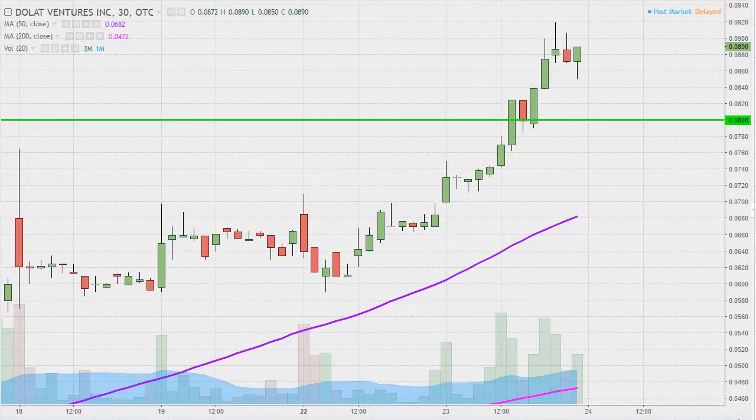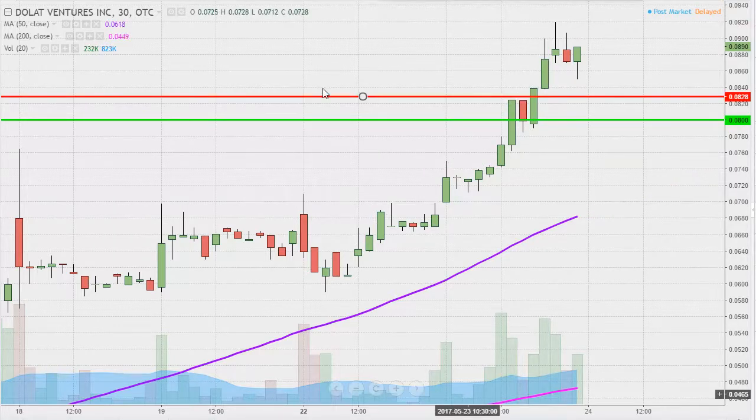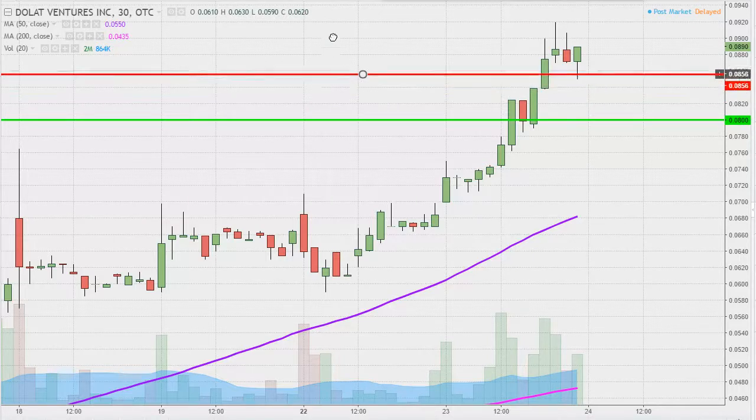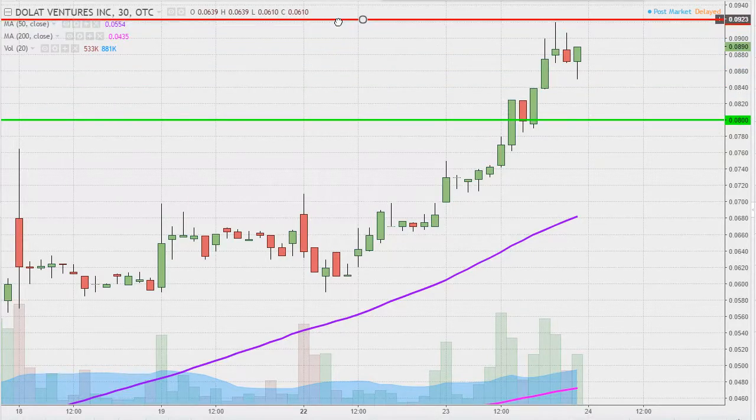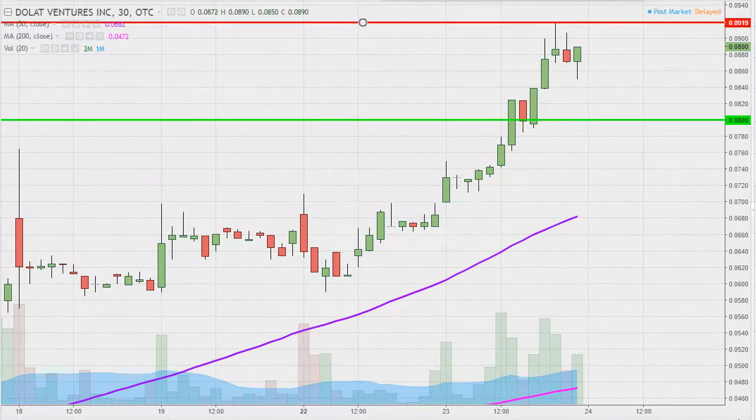Now, what about areas of resistance? I'm only going to focus on one level of resistance right now, and I'll explain that in a second, but that key level is up there at 0.092, which is where the seller showed up today eventually. So 0.092 is the key area of resistance. I'm only talking about one because in my opinion, breaking levels of resistance is not a huge priority.